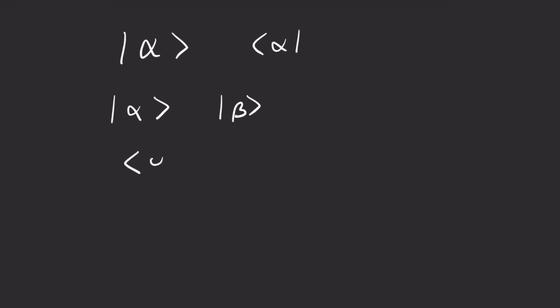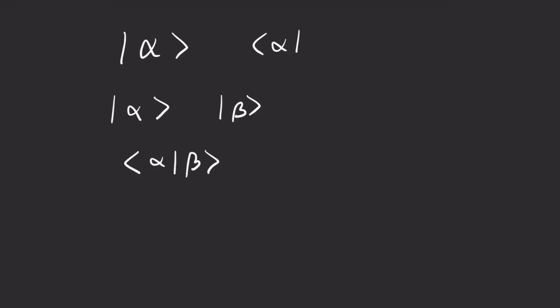In quantum mechanics, we usually denote a vector like this. So this could be like vector alpha. Similarly, we can denote its dual by writing the reverse of that. So, for example, if we had a vector alpha and a vector beta, we can take the scalar product of the two by just reversing alpha and multiplying that by beta.